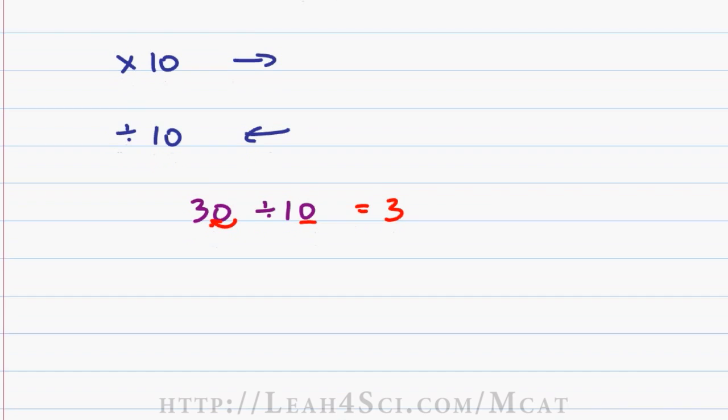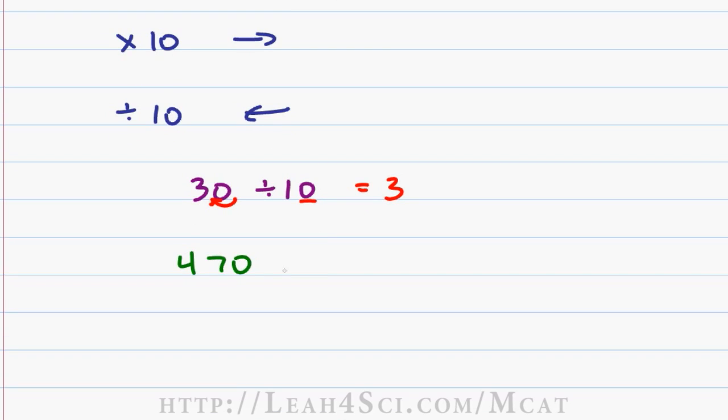Now let's say we want to divide numbers by a factor of 10. If multiplying by 10 means you move the decimal to the right, then dividing by 10 means you move your decimal to the left. Let's start simple. 30 divided by 10, we take that decimal, move it 1 space to the left, that gives us 3. Given 470 divided by 100, 100 has 2 zeros, so we take the decimal, move it 2 spaces to the left, that gives us 4.7.